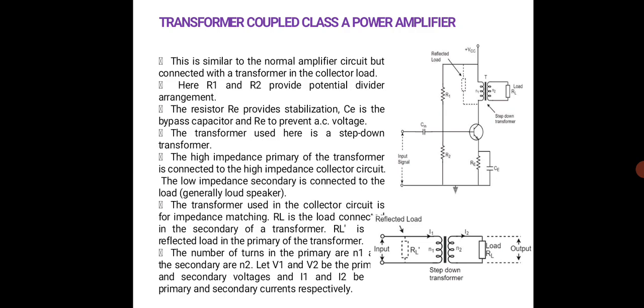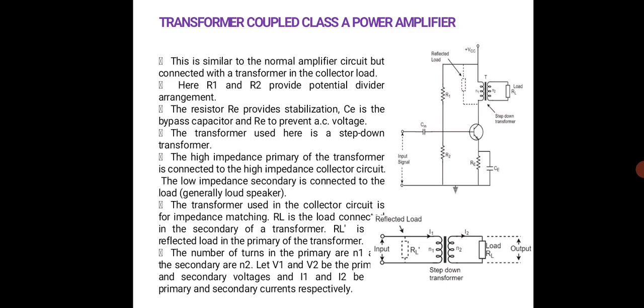The transformer used here is a step down transformer. So the high impedance primary of the transformer is connected to the high impedance collector circuit. So low impedance secondary is connected to the load. That is, generally we connect a loudspeaker, for example. So the transformer used in this collector circuit is for impedance matching. So you can see the detailed transformer circuit plotted down, where RL is the load connected in the secondary of a transformer.